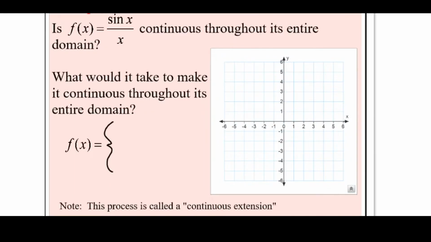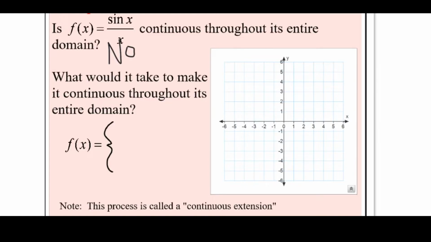Is the function f of x equals sine of x over x continuous throughout its entire domain? Well, first of all, the answer to that question is no, because you can't divide by 0. We have an issue with that. So x can't be 0. Okay, we got that. And then what would it take to make it continuous throughout its entire domain?